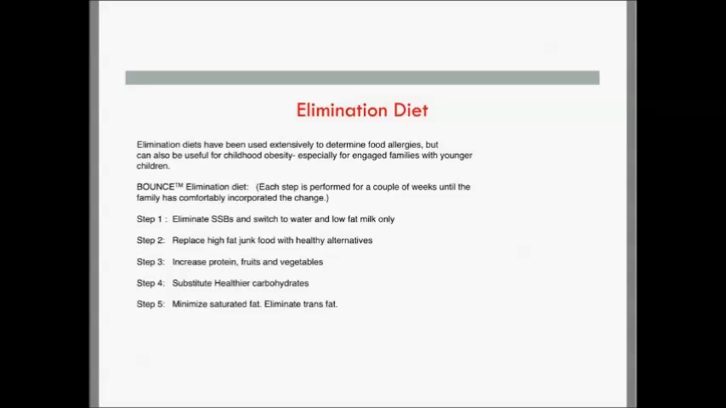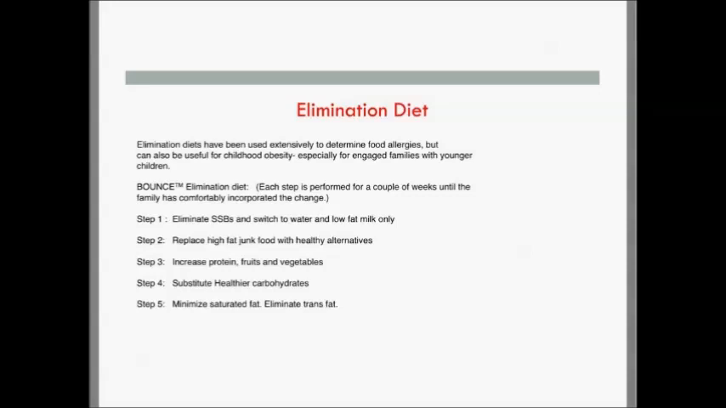So the very first thing we do, step 1, is eliminate the sugar-sweetened beverages and switch to water and low-fat milk only. A child needs to really just drink water and 1 to 2 glasses of low-fat milk a day during the growing years. Higher fat is for before they're 2 years old, but even those recommendations after 1 have changed to lower fat in an obese child.